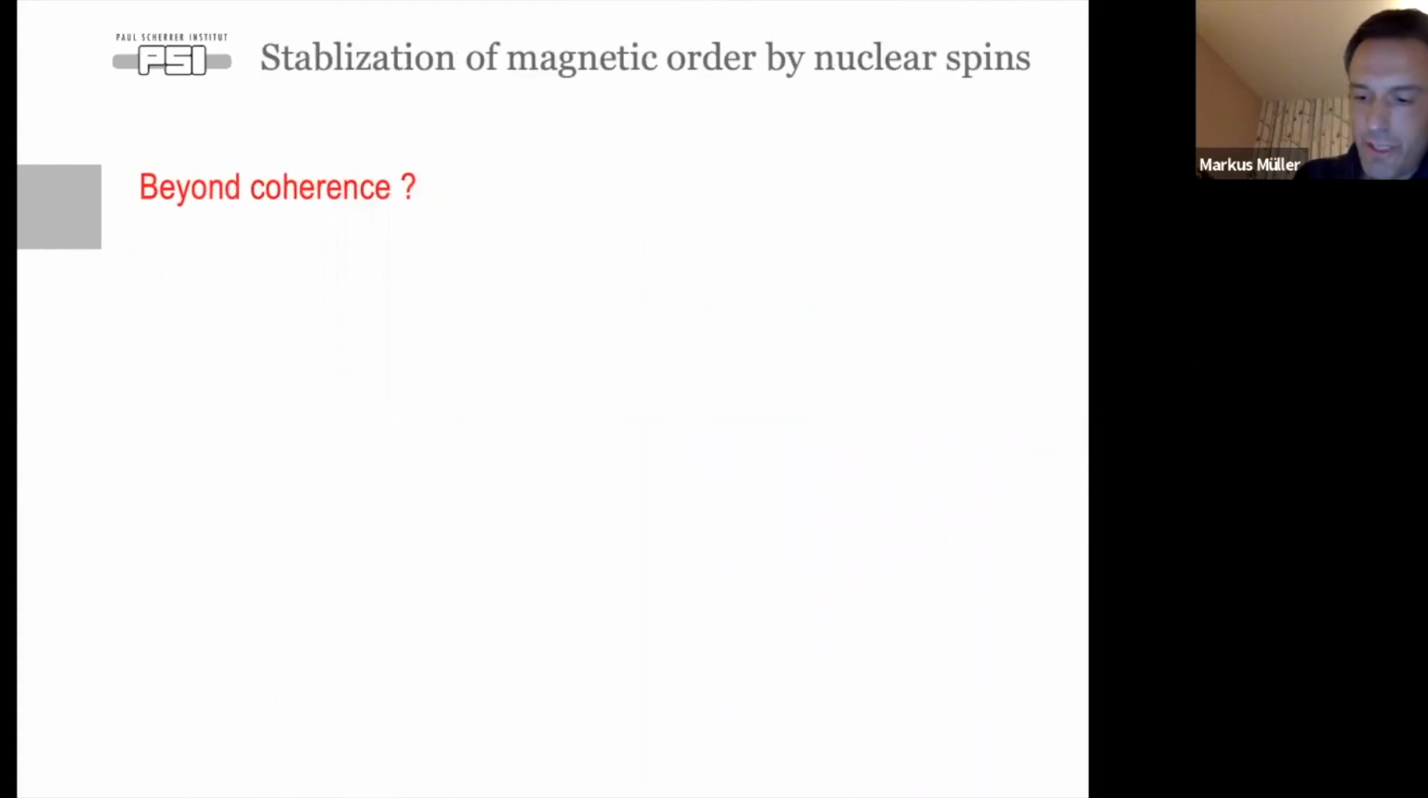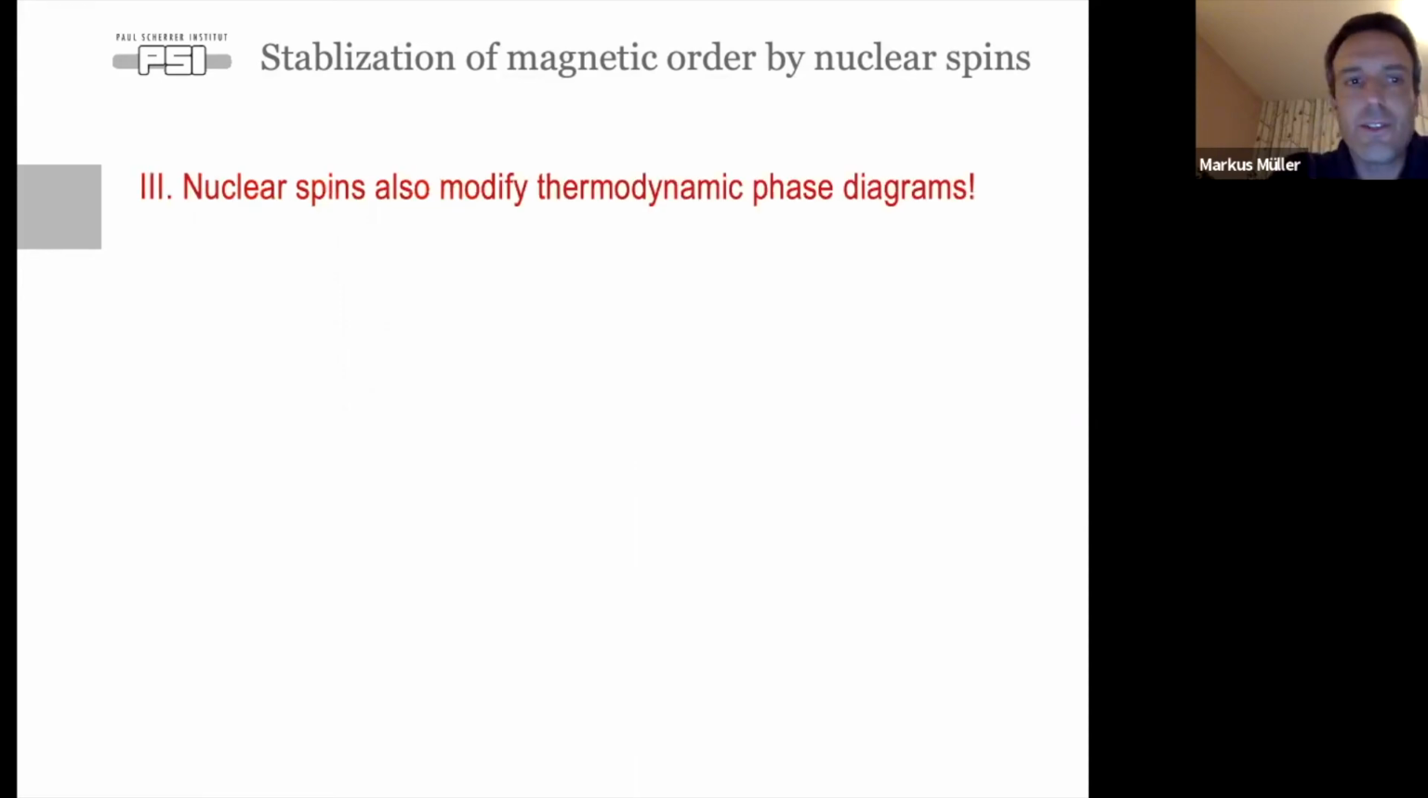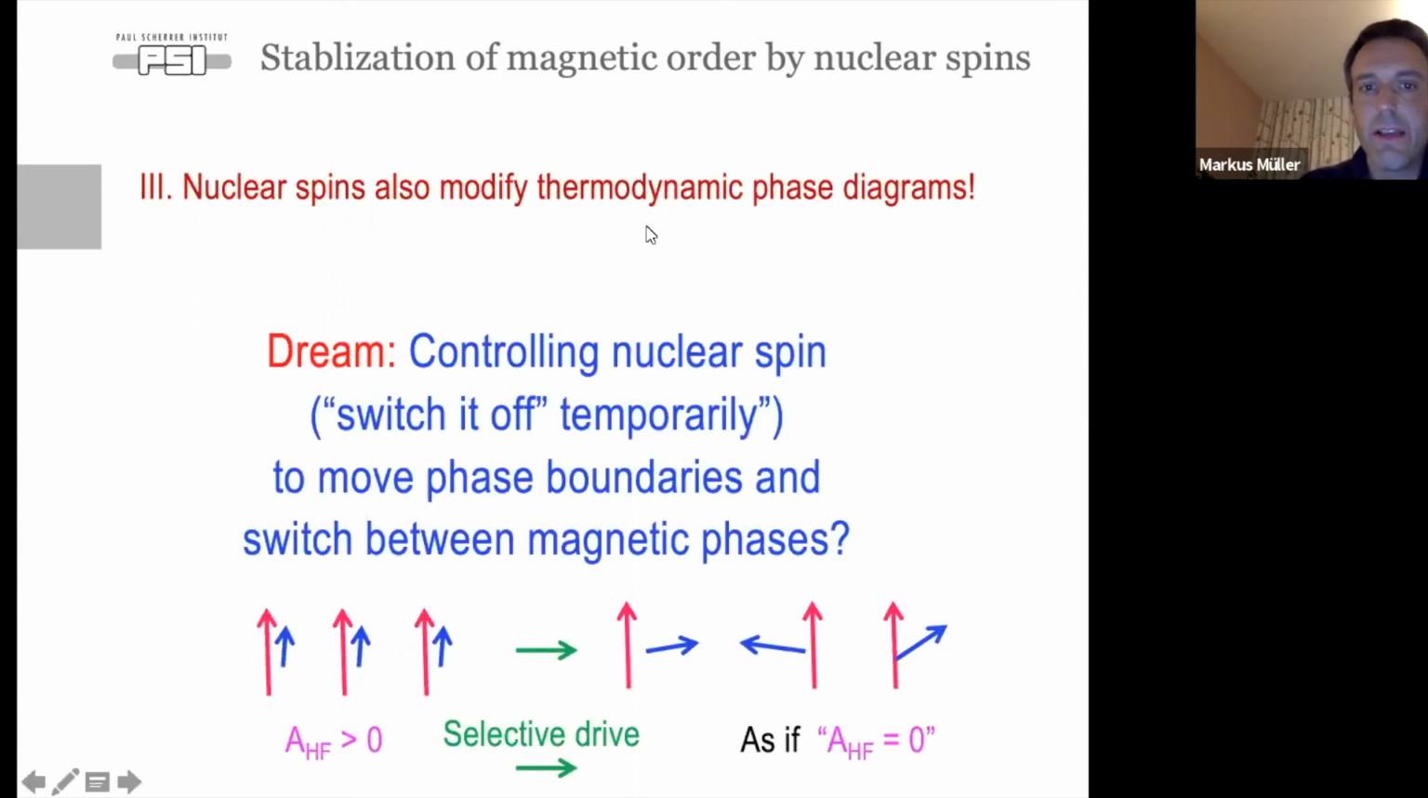Now, so far we talked about coherence of hyperfine interactions or of excitations and how to use them. But you can also use nuclear spins for just thermodynamic manipulations, namely nuclear spins modify the thermodynamic phase diagrams of various materials. And if that is the case, then you may have the dream that by controlling the nuclear spin somehow, or if you think of switching it off temporarily, you could move the phase boundaries, because what the electronic spins do depends on the coupling to the nuclear spin, and thereby switch between magnetic phases.